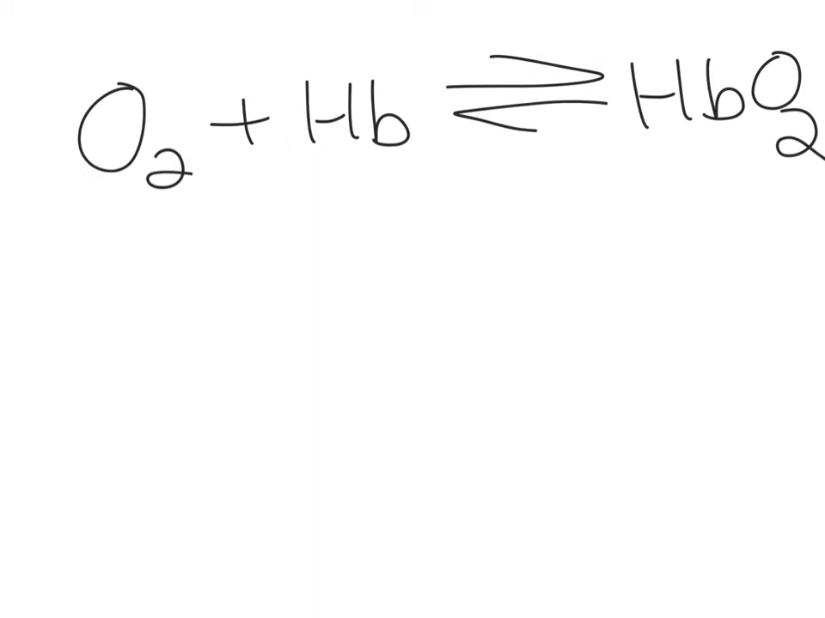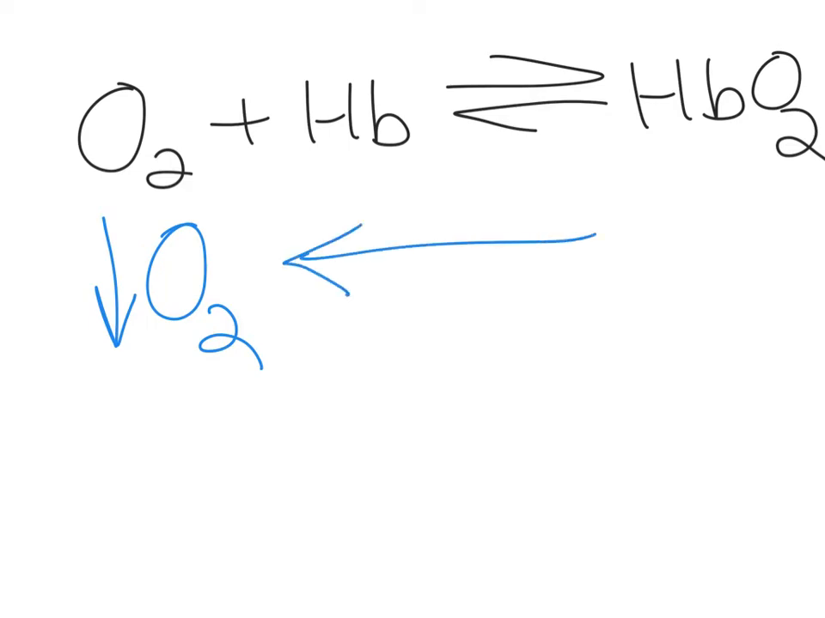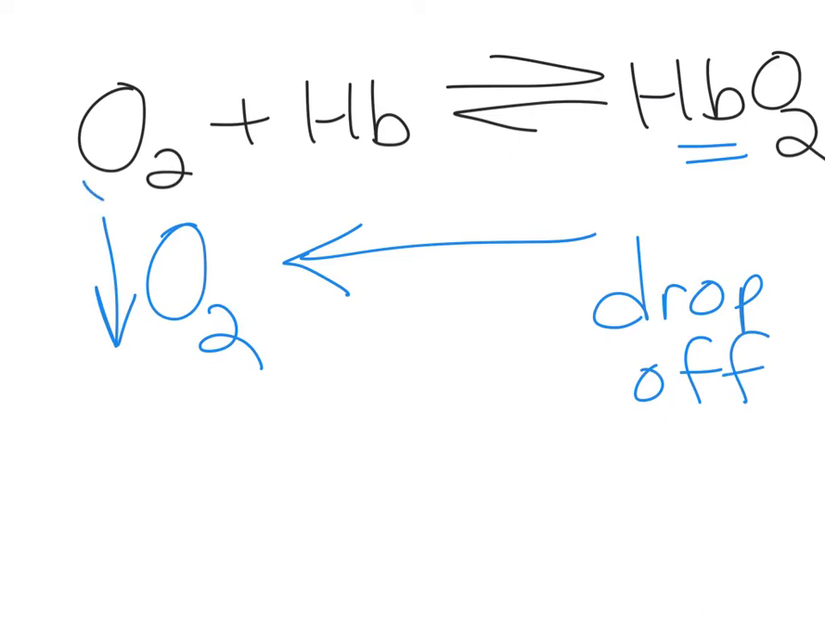Now let's look at what happens if we decrease the partial pressure of oxygen. In response to that, the equilibrium will now shift to the left, and hemoglobin is now going to release, or let's say, drop off the oxygen.